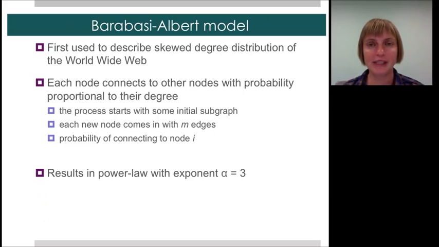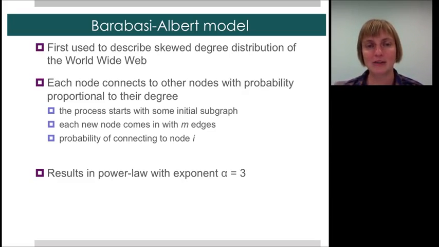The more recent and very widely known model is the Barabási-Albert model, which was first used to model the skewed degree distribution of the World Wide Web. And in particular, Albert-László Barabási and Réka Albert were looking at the Notre Dame website and noting that some of the web pages had many more edges, that is links, than others. And they considered an undirected model, even though in reality the web is a directed graph.